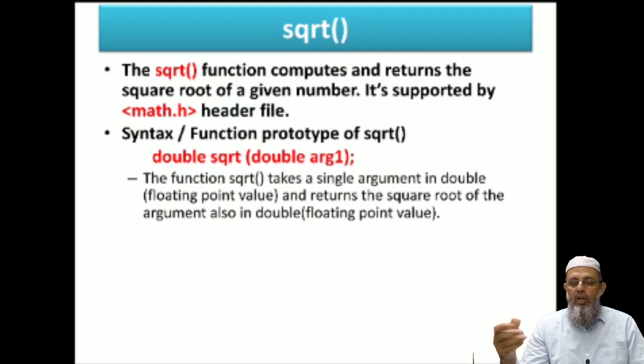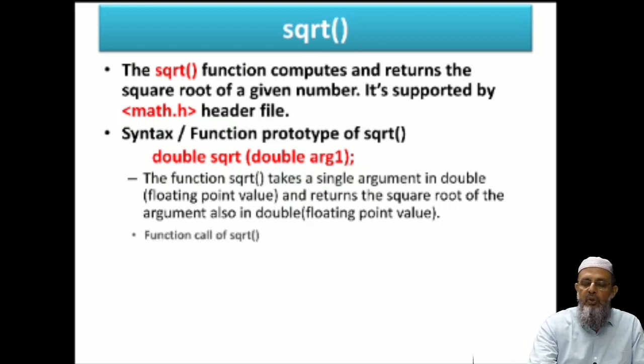Syntax, or function prototype of sqrt: how it's defined, how it will be used. It takes one single argument that is of double data type. Double means a long floating value, a very big floating value, and it returns the square root of the argument also as a double, that is, a floating point value.